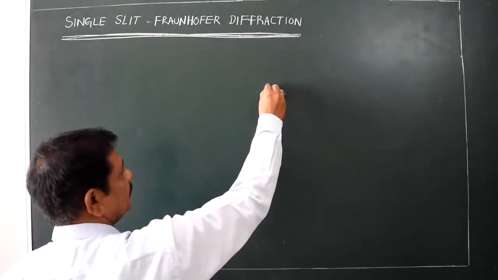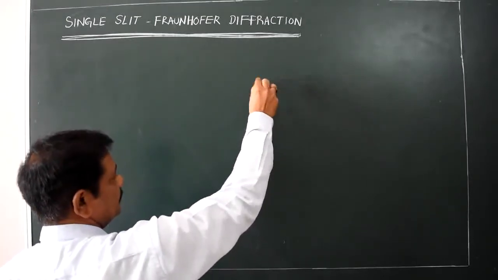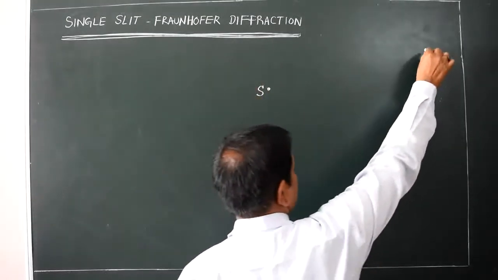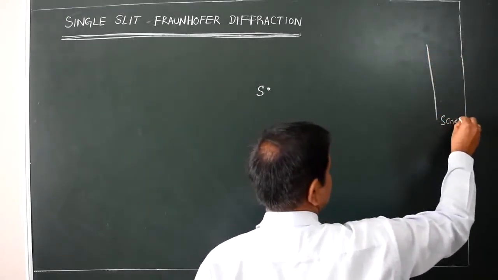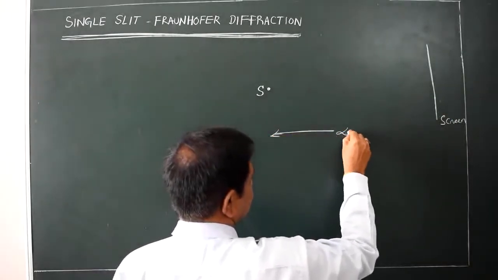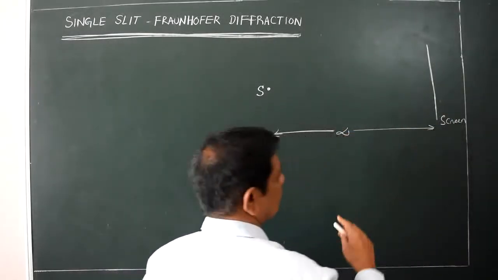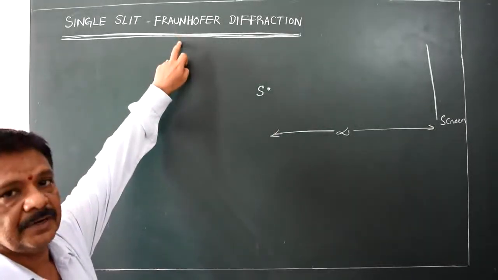Suppose this is the light source and this is the screen. Both are at infinite distance. The distance between them is infinite. Then the case of diffraction is called Fraunhofer diffraction.